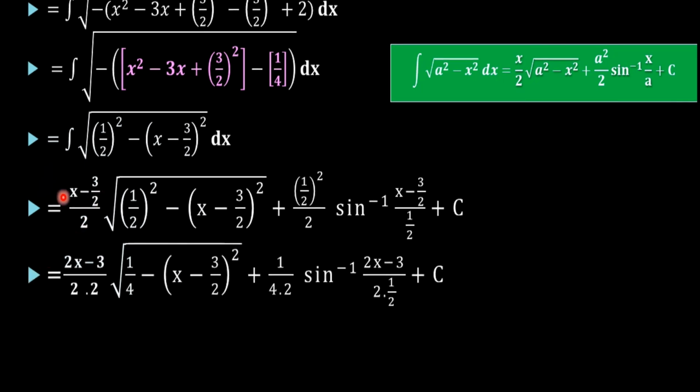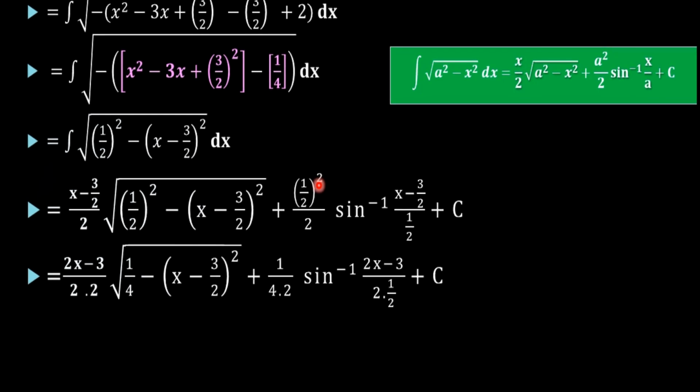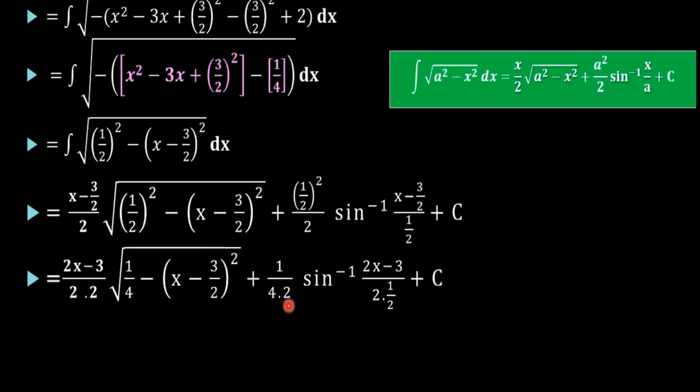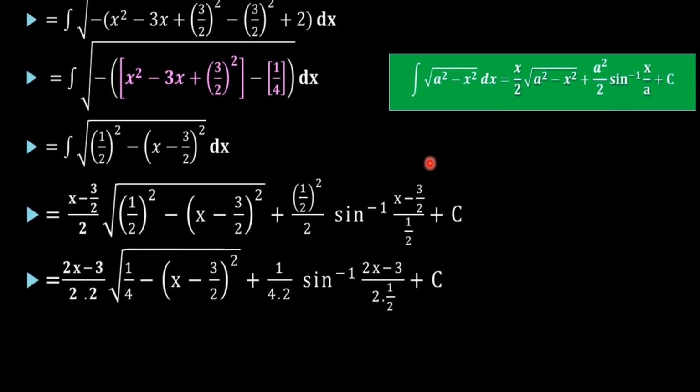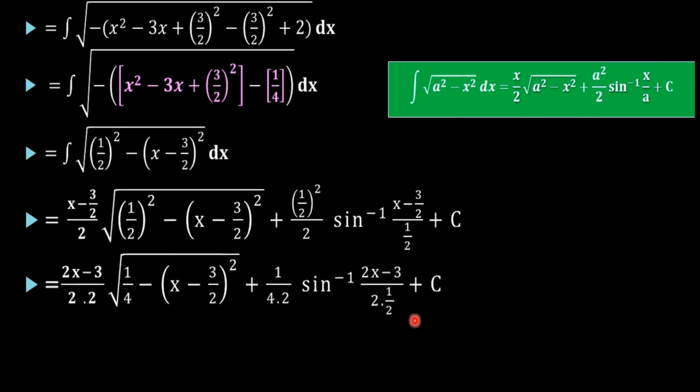Now, here x − 3/2, on taking LCM, we will get (2x − 3)/(2 × 2), that is this 2, into the square root of (1/2)², which is 1/4, minus (x − 3/2)² itself, plus (1/2)², that is 1/4, that is 1/(4 × 2), this 2, sin⁻¹ of again (2x − 3)/2 into 1/2, plus c.